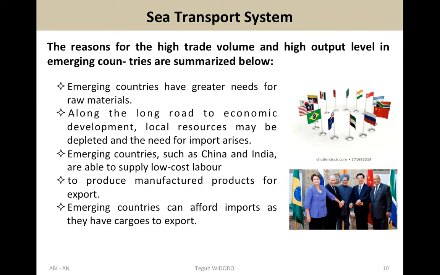First, emerging countries have greater need for raw material. Along the long road to economic development, local resources may be depleted and the need for imports arises. Then, three, emerging countries such as China and India are able to supply low-cost labor. Then, four, to produce manufactured products for export.